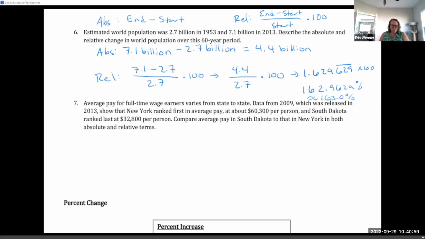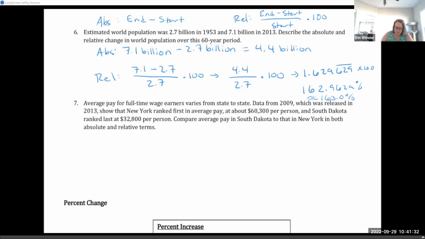And then number 7 says average pay for full-time wage earners varies from state to state. Data from 2009, which was released in 2013, show that New York ranked first in average pay at about $60,300 per person. And South Dakota ranked last at $32,800 per person. Compare average pay in South Dakota to that in New York in both absolute and relative terms.